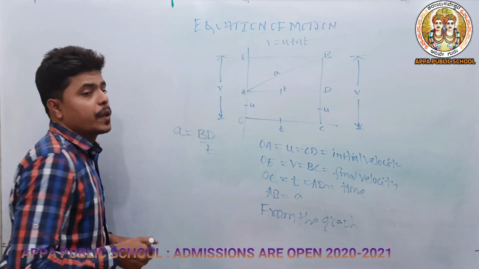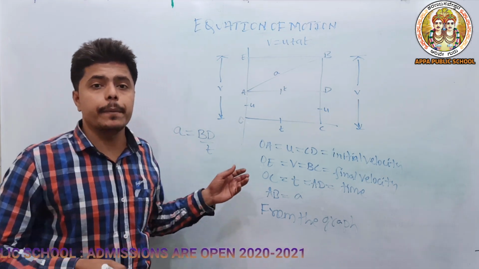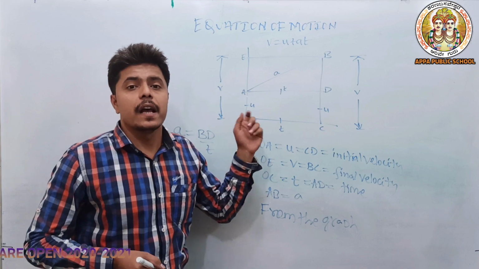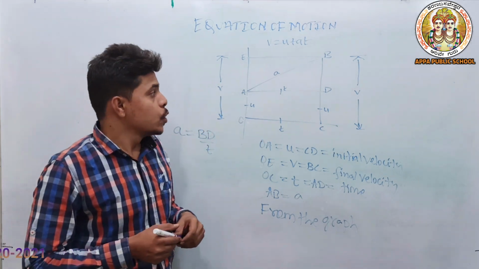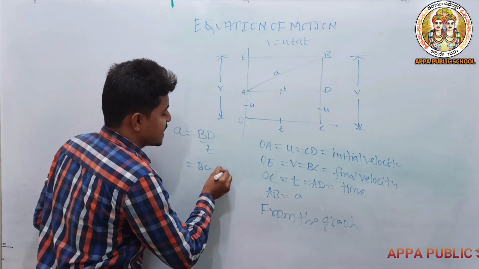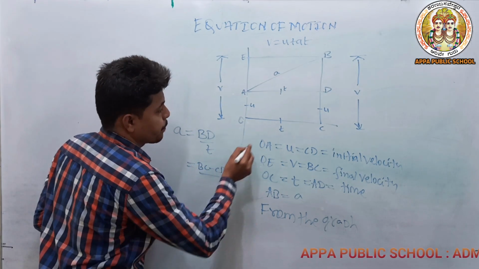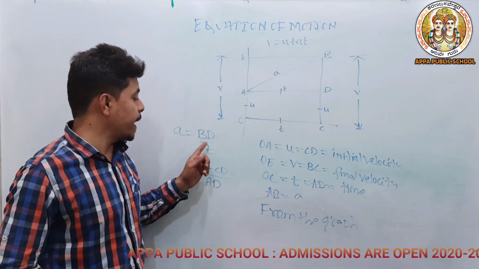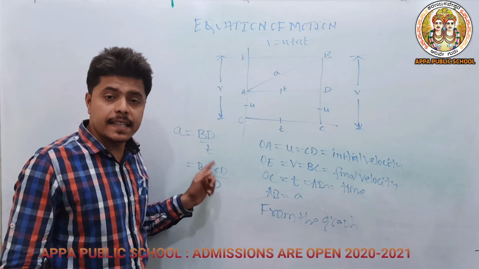BD by T. So what do you mean by A is equals to BD by T? The BD is nothing but height and T is nothing but the base. Here A is equals to BD by T. So we can write BD is nothing but BC minus CD divided by AD. So from the graph we are going to write BD is nothing but BC minus CD.